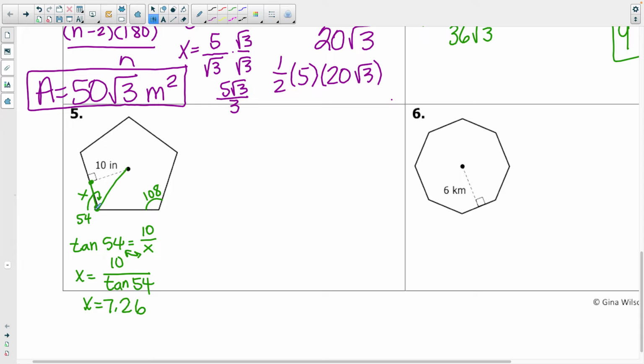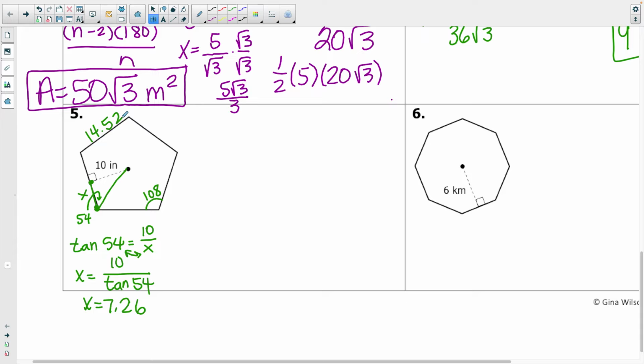I have a question. How did you get 108? It's n minus 2 times 180 divided by n, the formula you used on the last test to find the interior angles of a polygon.